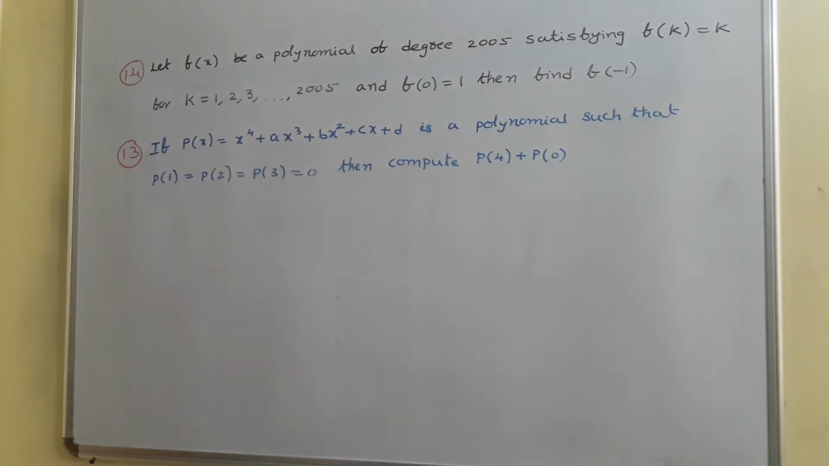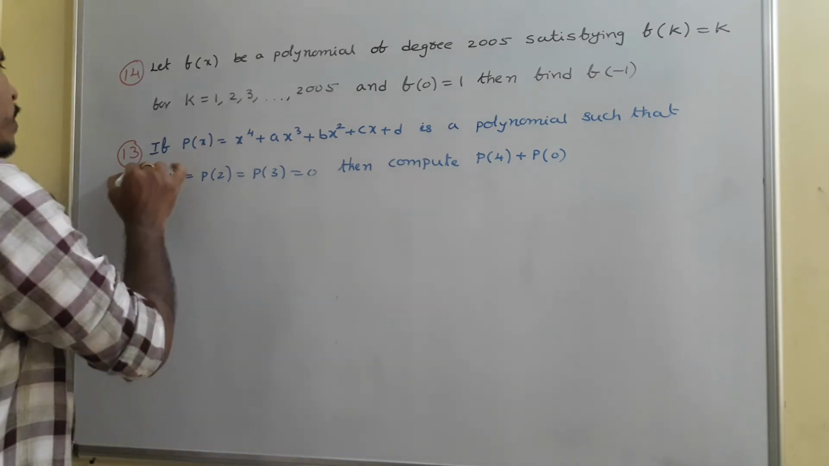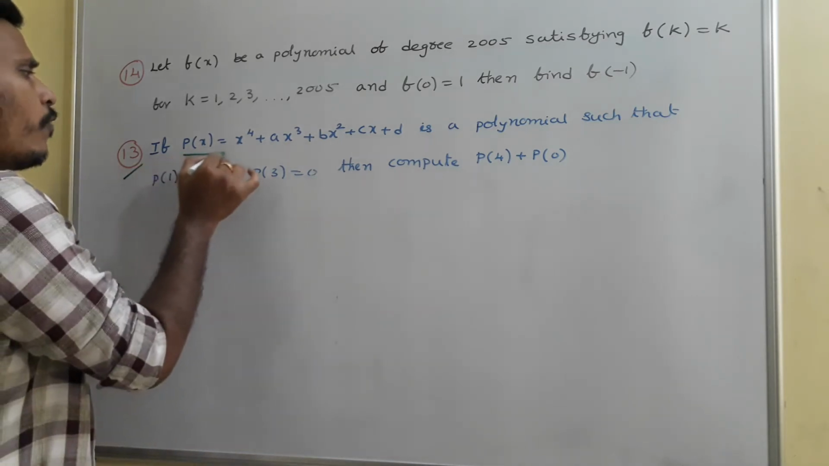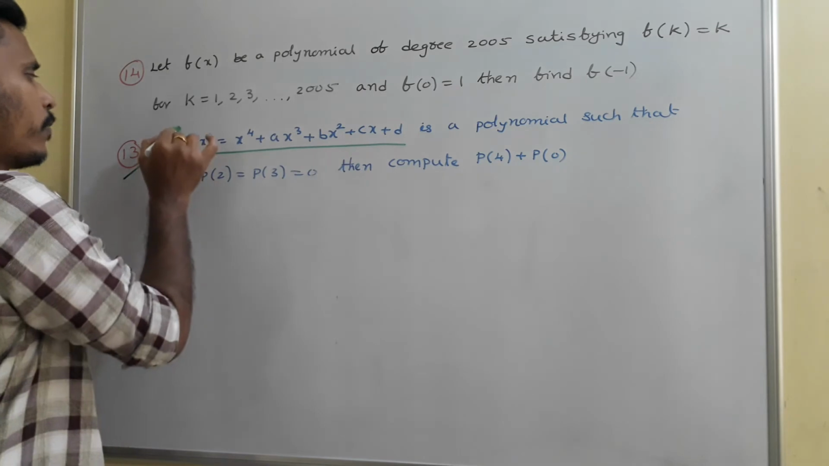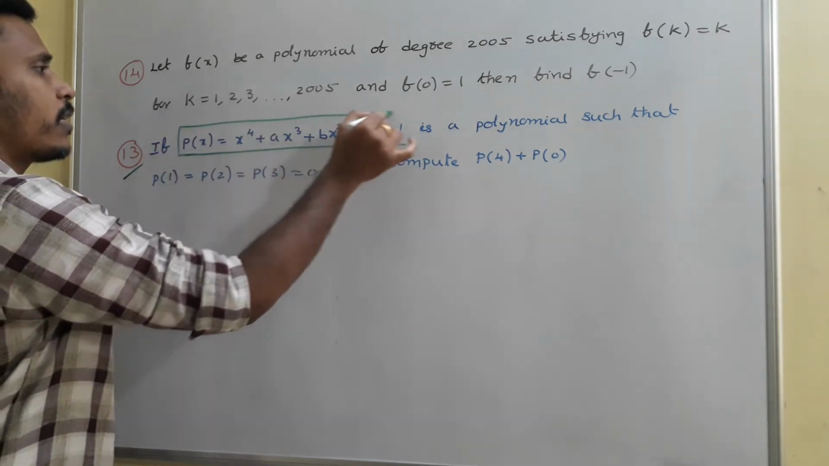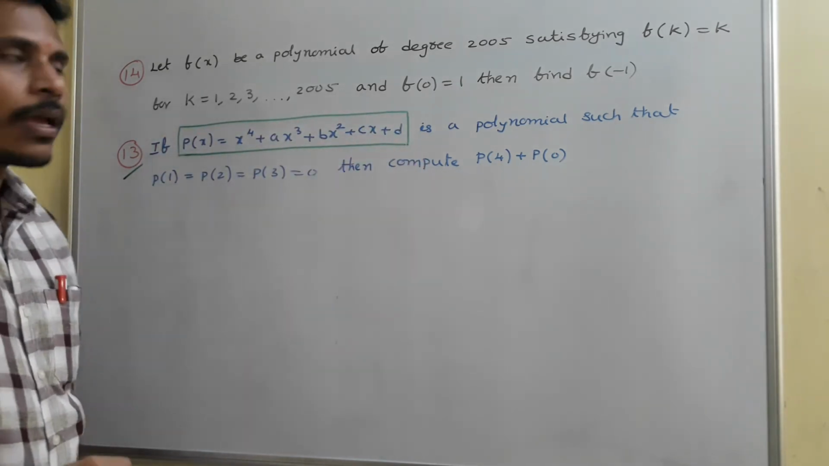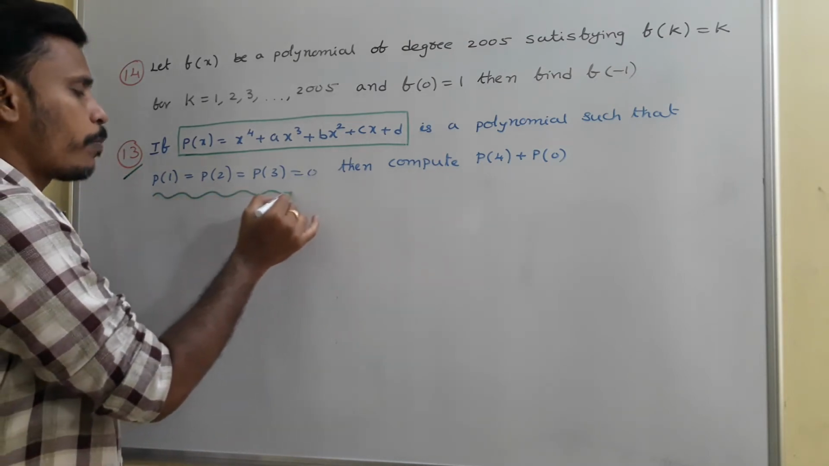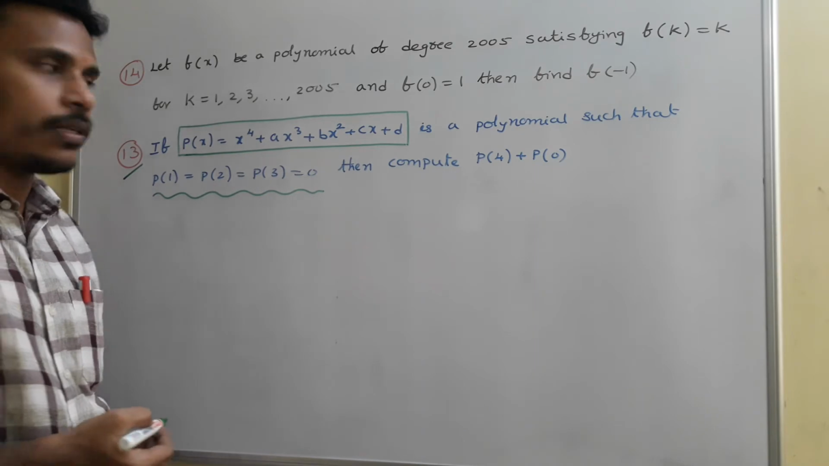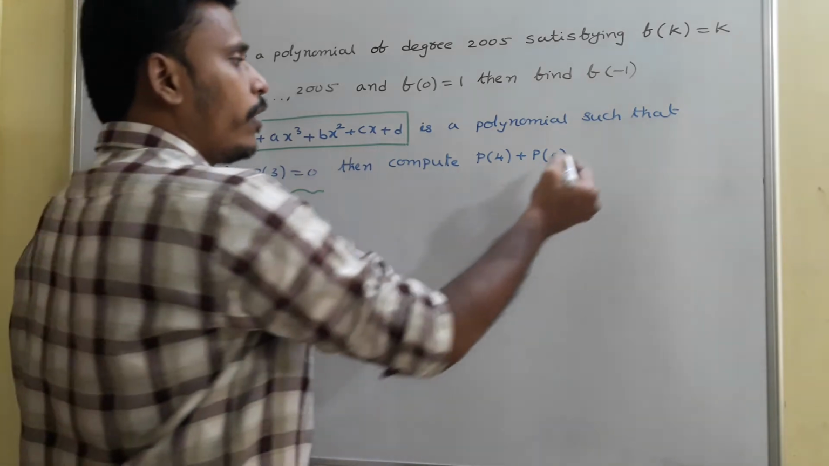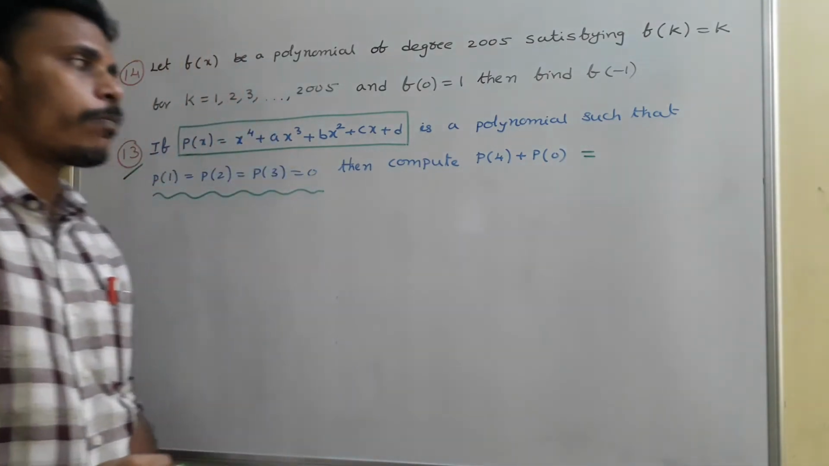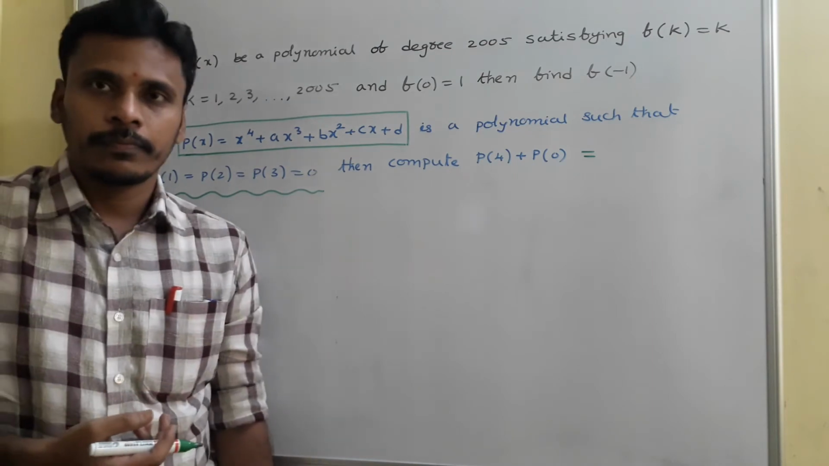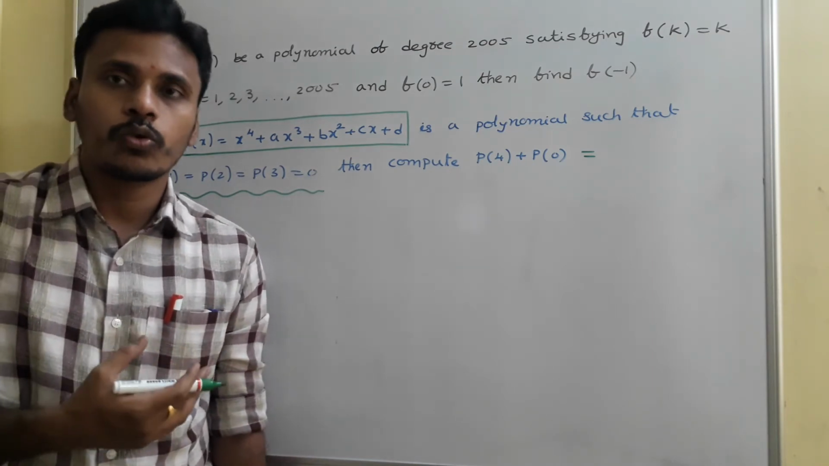Now the next one is the 13th one. Just look at the problem. P of x is this x power 4 plus ax cube plus bx square plus cx plus d and is a polynomial such that p of 1 is equal to p of 2 is equal to p of 3 is equal to 0. Then we need to compute this p of 4 plus p of 0. So what does it convey? How to solve?